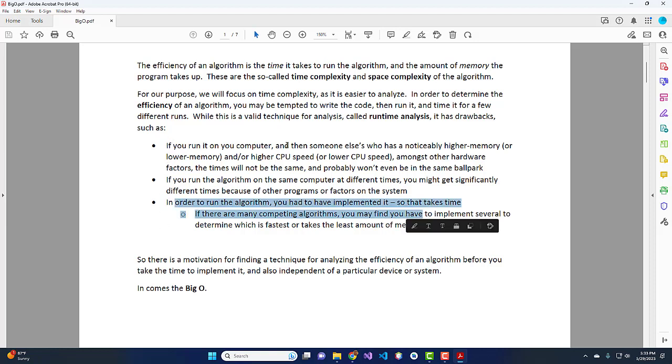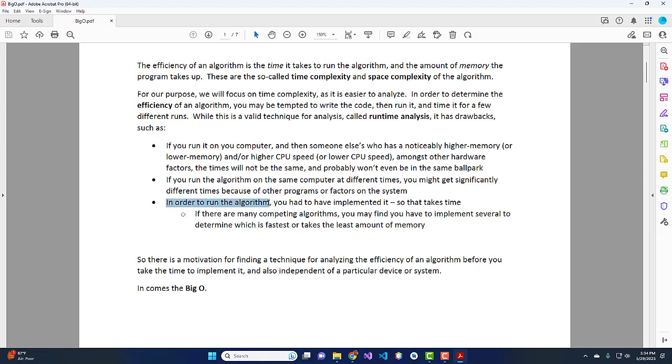I briefly mentioned one of them: if you run it on your computer and then on someone else's who has noticeably higher or lower memory, or higher or lower CPU speed, amongst other hardware factors, and also what other programs they have running, you probably won't even be in the same ballpark as far as how much time these algorithms are taking. If you run the algorithm on the same computer at different times, you could even get significantly different running times because of other programs and other factors on the same system.